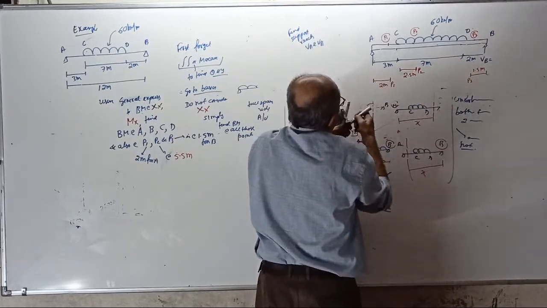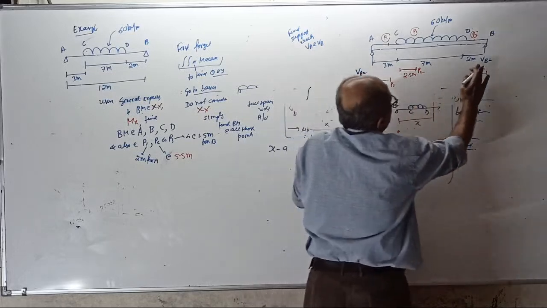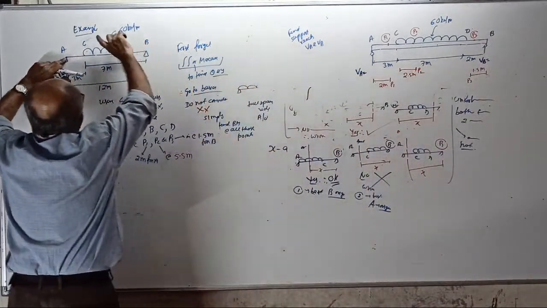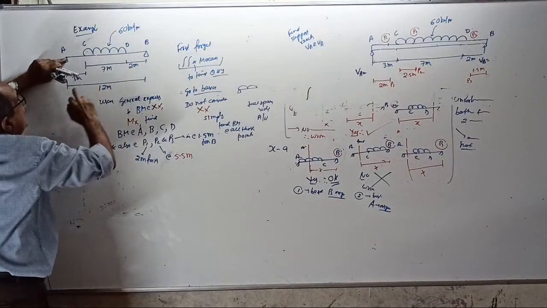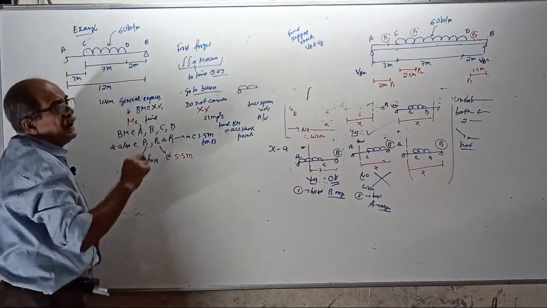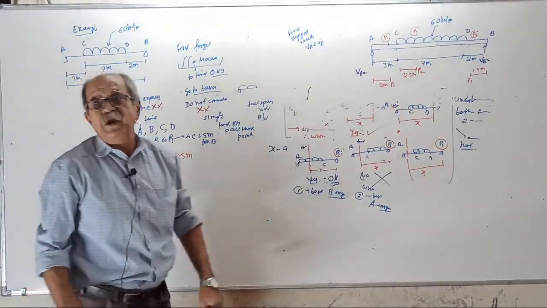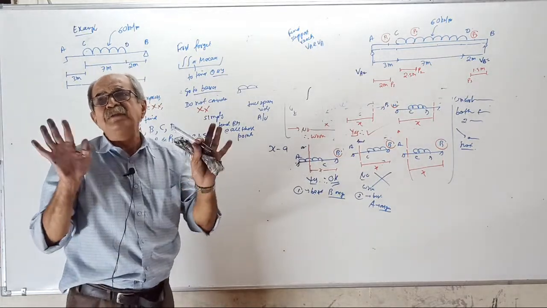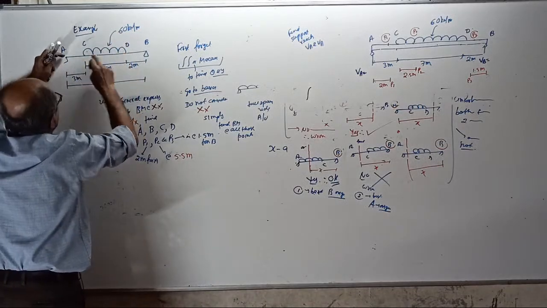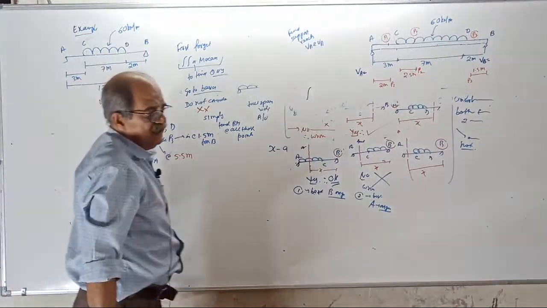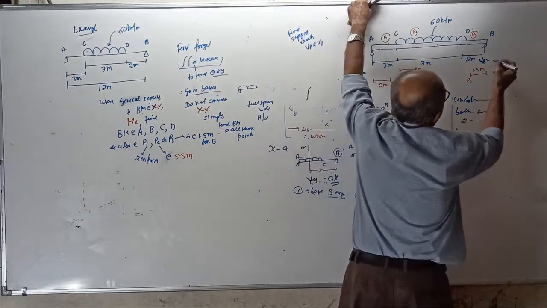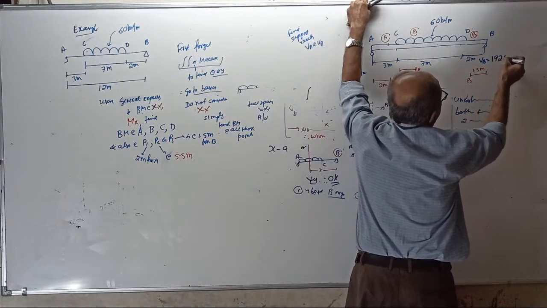First tell me, what is the reaction VA? What is the reaction VB? First VB. Take moment about A. Minus VB into 12 plus 60 into 7, the total load, into 3 plus 7 by 2, equal to 0. If you do not know how to find VB, VA, better not attend my class. VB, don't give wrong value. 192.5. Your VB will come 192.5 kilonewton.